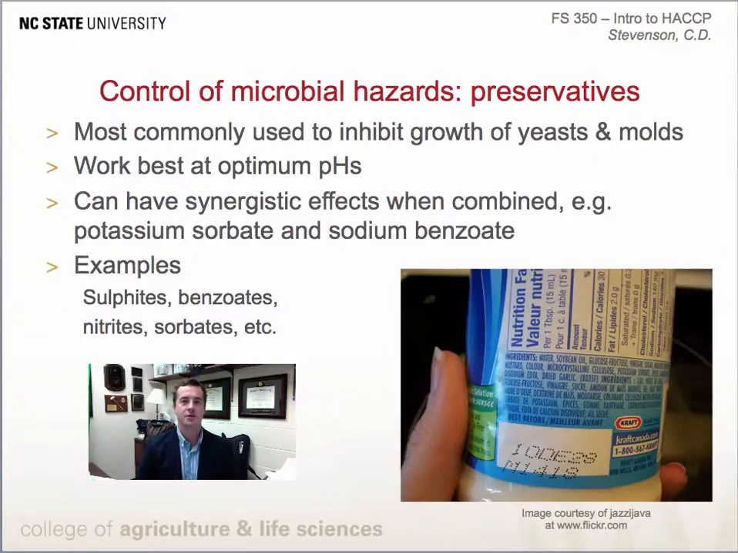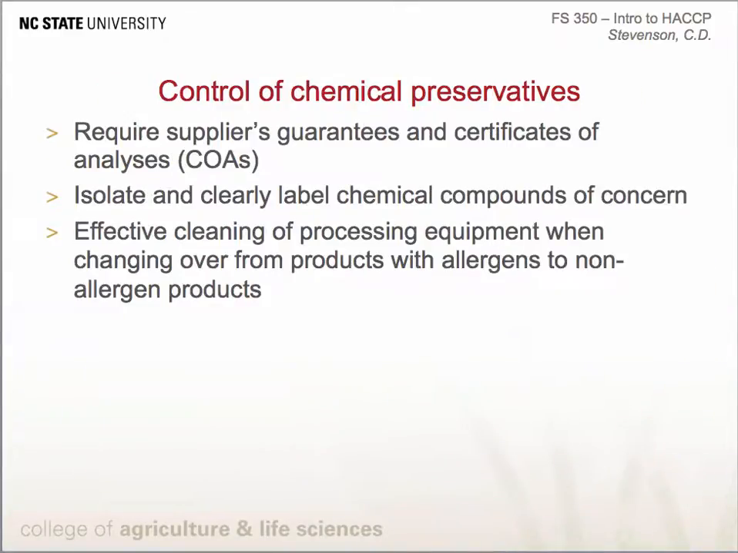The last way to control microbial hazards in foods is by using preservatives. Most common food industry preservatives are designed to inhibit the growth of yeasts and molds. They work best at optimum pHs, and when combined, their effect can be synergistic. This is the case when potassium sorbate and sodium benzoate are added together, for example, when controlling the growth of fungi. Now let's return to chemical hazards.